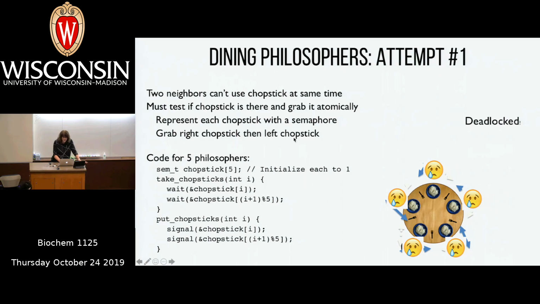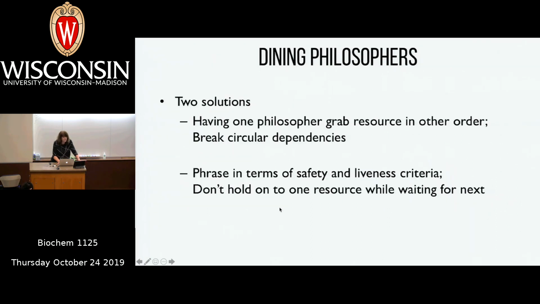Okay, so this was a case where we ran into deadlock because of how we set up how we were acquiring resources. We had this circularity. So we said that one way to break that deadlock was to have one of the philosophers grab resources in a different order so that there's not that circular dependency. Or the other solution we briefly looked at was how to express our constraints in terms of safety and liveness, and that really got the maximum throughput where we let the most threads possible grab resources.